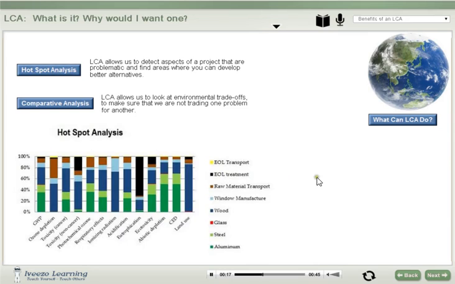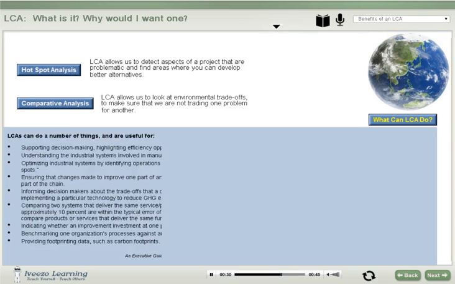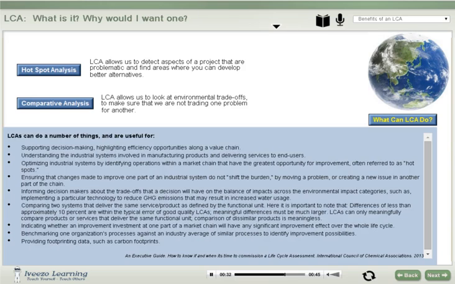If you're comparing two or more alternatives and want to make sure you're not trading one problem for another, also known as greenwashing, a comparative analysis will support your decision-making. Read the on-screen text and click on the buttons to learn more about what an LCA can do for you.